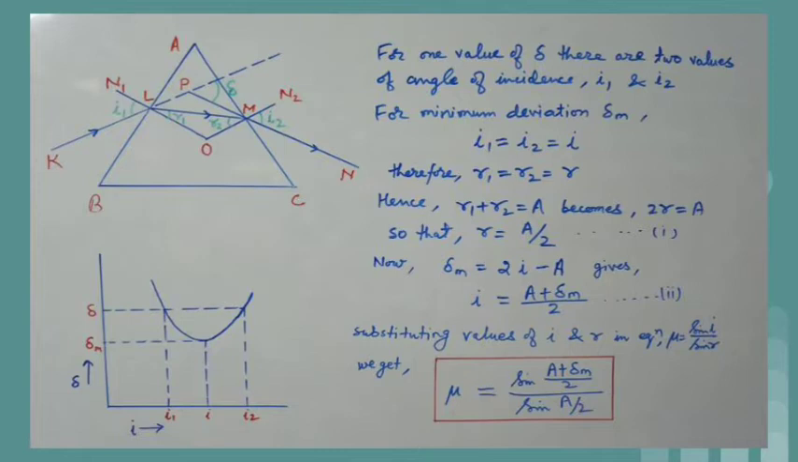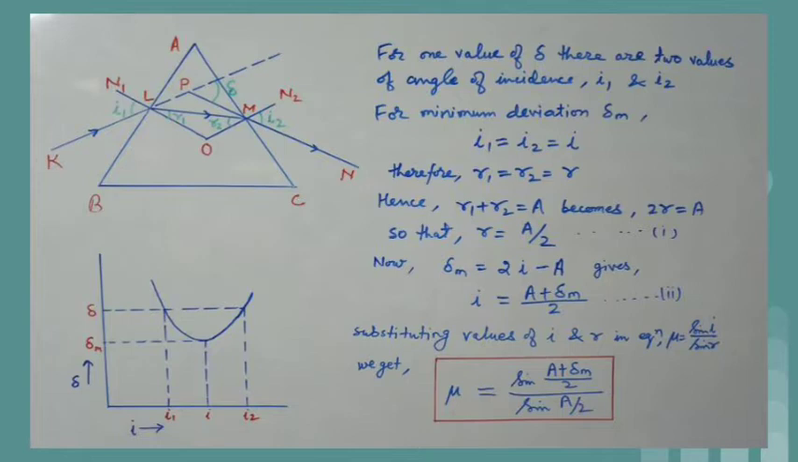At angle of minimum deviation delta m, I1 is equal to I2 is equal to I, and hence refracted ray inside the prism is parallel to the base. As I1 is equal to I2 is equal to I, therefore R1 is equal to R2 is equal to R. Hence the relation R1 plus R2 is equal to A becomes 2R is equal to A, so that R is equal to A by 2. Now delta m is equal to 2I minus A, which gives I is equal to A plus delta m by 2.